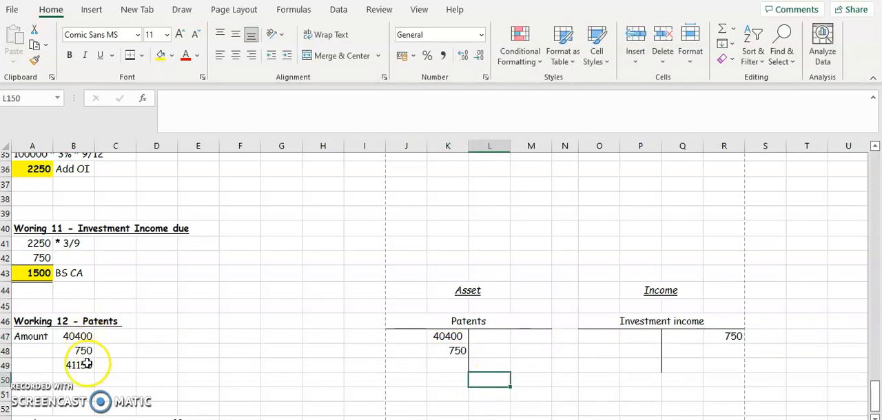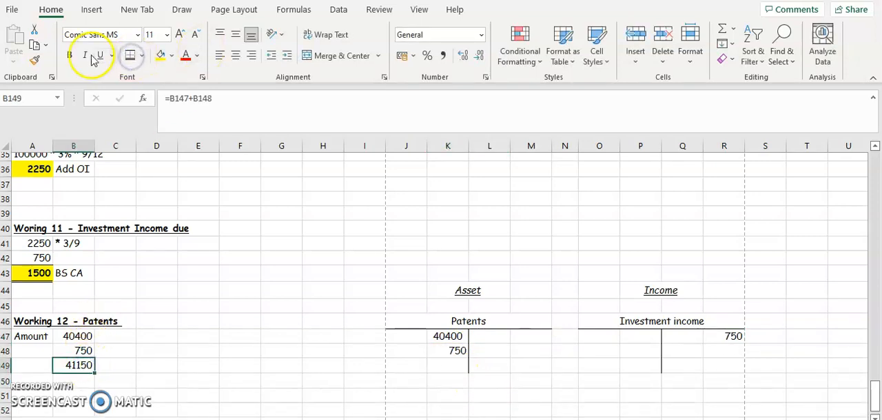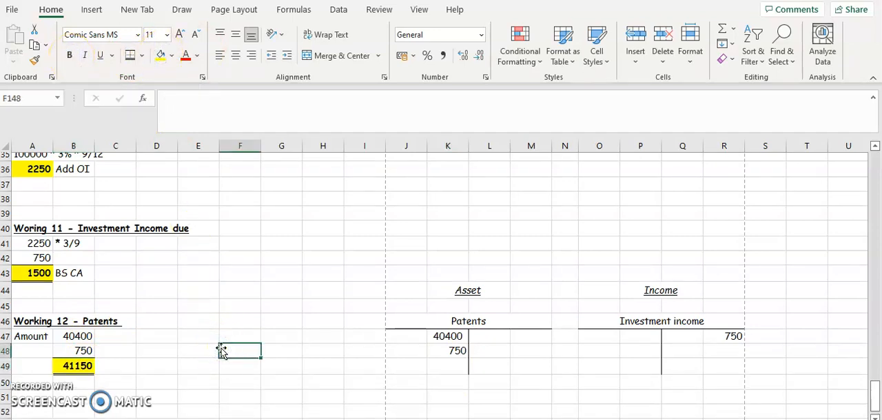Because we're taking it out, it's not adding or subtracting like we usually would do. We're using that double entry, debits and credits, to calculate this patents. So that's really, really important. Patents is an asset. Assets always go on the debit side. Investment income is a credit income, and credit income always goes on the credit side. So to put this 750 into our investment income account, it has to go on the credit side.